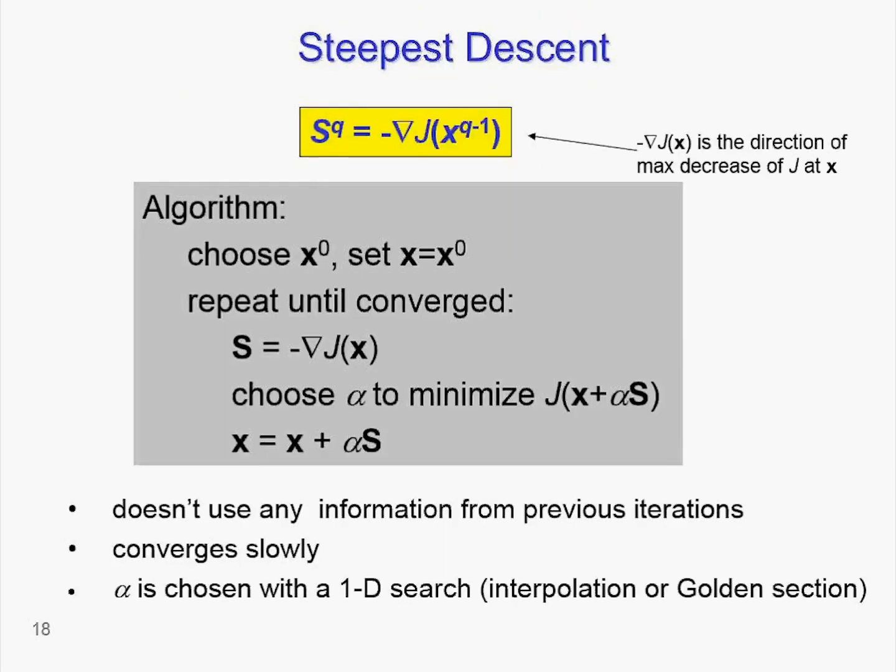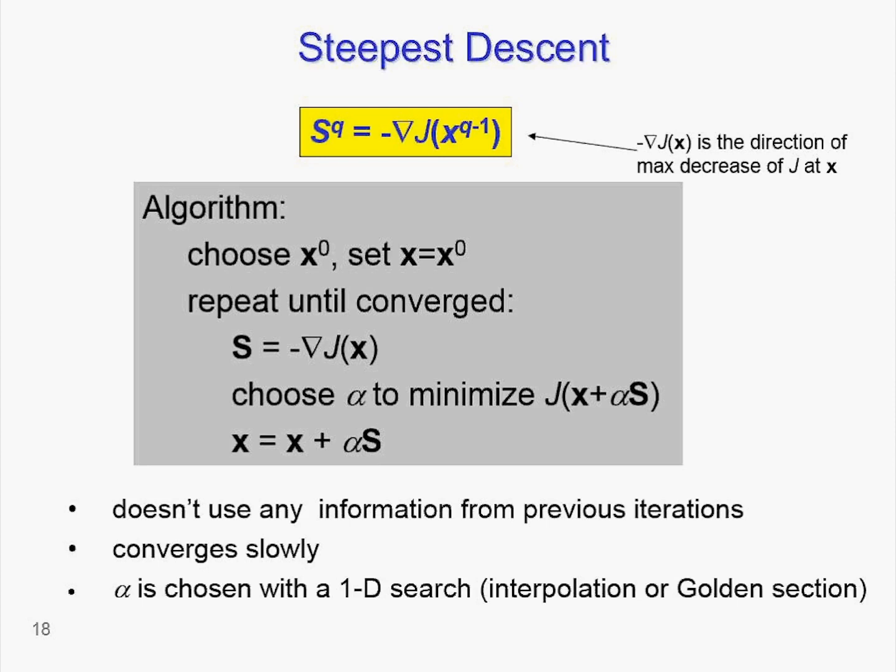It's the simplest thing you could possibly do, or possibly think about doing. It just says, pick this search direction on iteration q to be negative the gradient of J evaluated at the current design iterate, x^(q-1). So why would you pick that search direction? It's the steepest descent, yeah. We know that the gradient of J points in the direction of maximum local increase of J, so the negative gradient of J points in the direction of steepest descent.